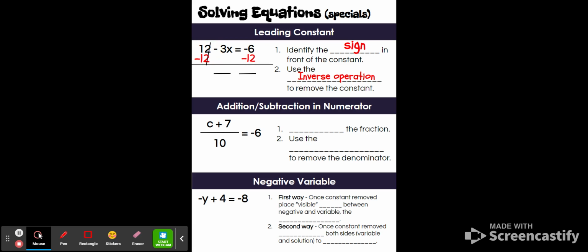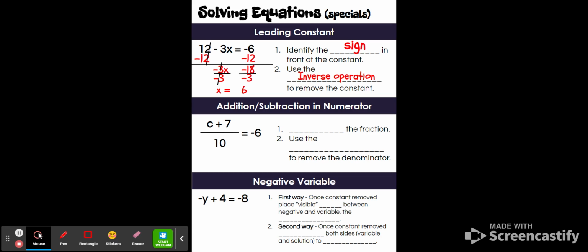That cancels out the 12 and the negative 12, and that leaves us with the negative 3x, and negative 6 minus 12, check that on your calculator, is negative 18. Then I've got to do the opposite of times a negative 3, which is dividing both sides by a negative 3. That cancels out my negative 3 on top and bottom to equal 1. And negative 18 divided by negative 3 is 6. So this one is make sure of the sign in front of the variable.